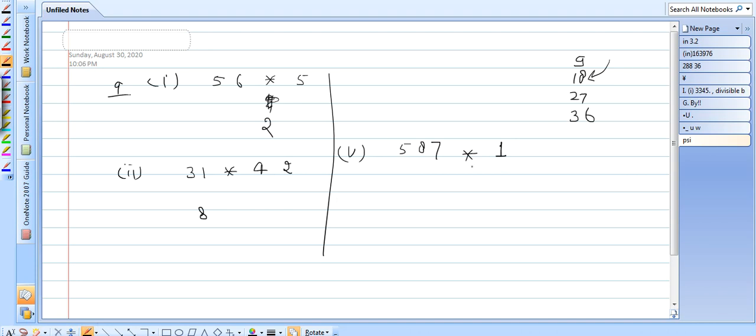Now find the sum. 5 plus 8 13 plus 7 20 and plus 1 21. तो इन सभी का जो टोटल आता है वो 21 है. अब 21 के बाद ऐसा कौन सा नंबर है जो 9 की टेबल में मिलता है? So it is 27. 21 के बाद में यही नंबर आता है. And write the difference of both. So 27 minus 21 is 6. Write the answer, that is 6.